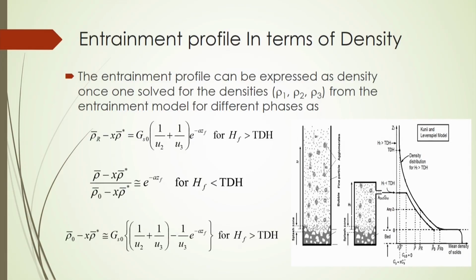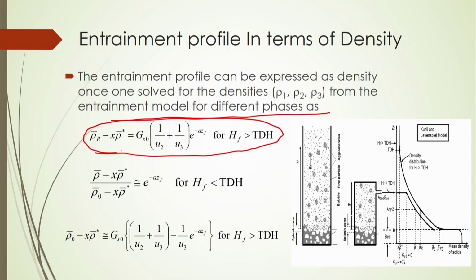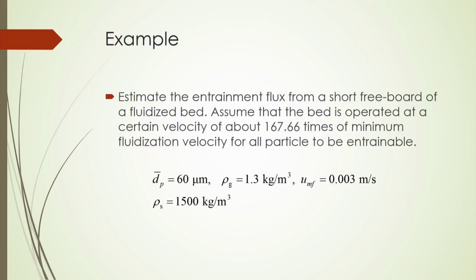Now, you can represent this entrainment profile in terms of density also. The entrainment profile can be expressed as density, once you have solved the densities rho 1, rho 2 and rho 3 from the entrainment model for different phases, as this. So from this equation you will be able to calculate the entrainment or bulk density profile, and from these equations you will be able to calculate the entrainment profile in terms of density here.